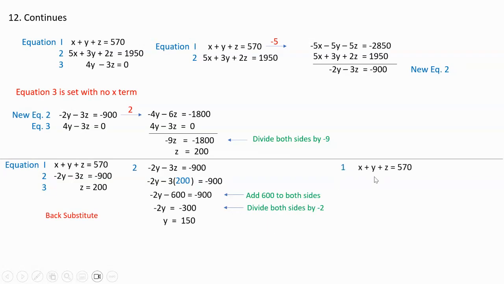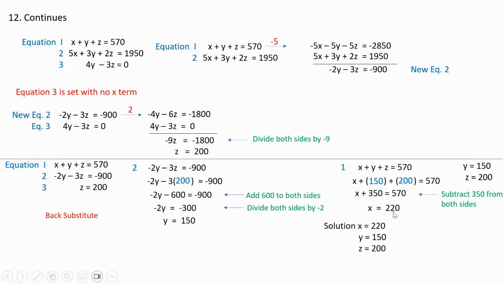Then I'm going to solve for x, right? So I already have the values for y and z, so all we do is plug them in. My y is 150, my z is 200. So 150 plus 200 gives us 350. We subtract 350 from both sides, and x equals 220. So this is my solution here: 220 adults, 150 teenagers, and 200 preteens.